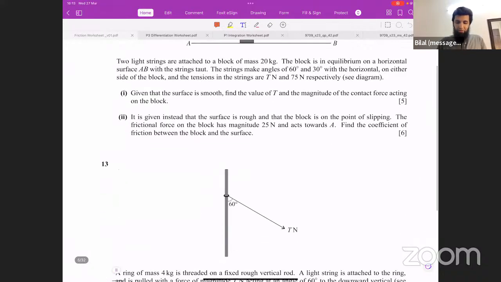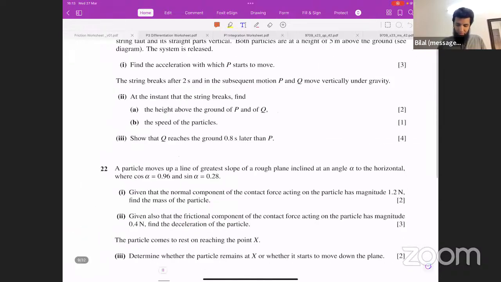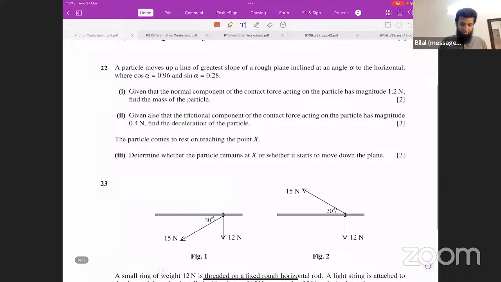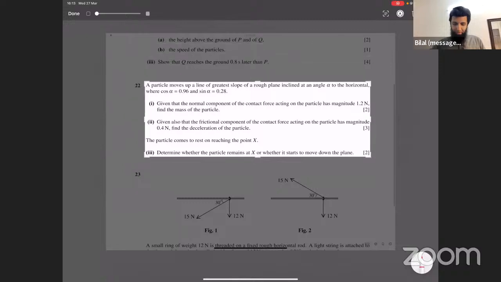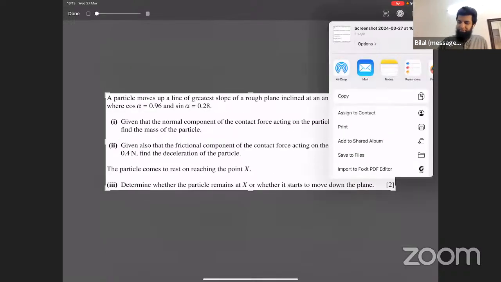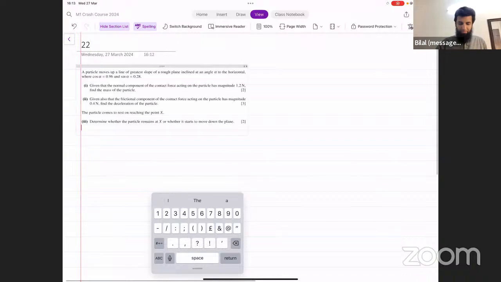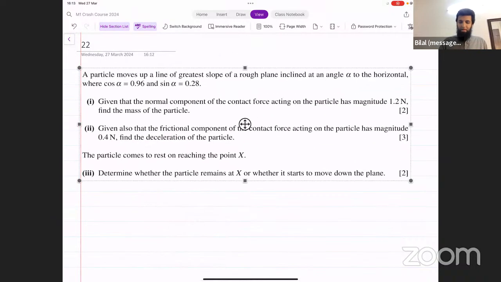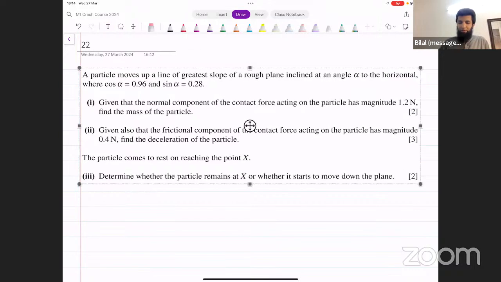Okay, let's start with this one then. Question number 22 from the worksheet. A particle moves up a line of greatest slope of a rough plane inclined at an angle alpha to the horizontal, where cos alpha is 0.96 and sine alpha is 0.28.